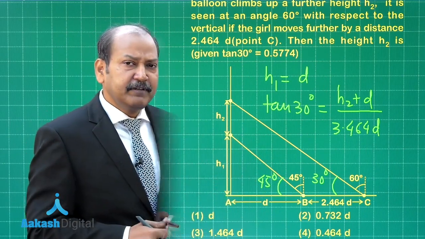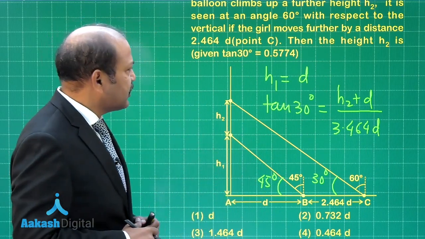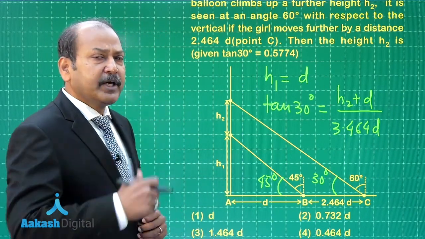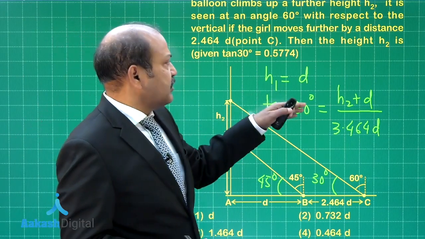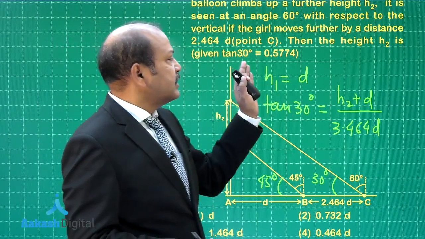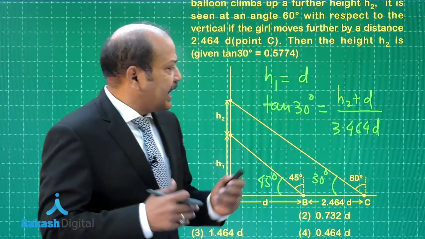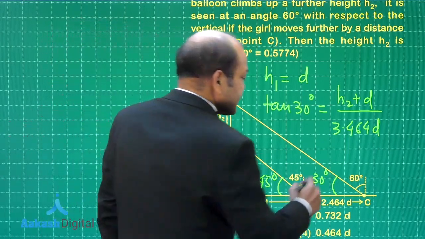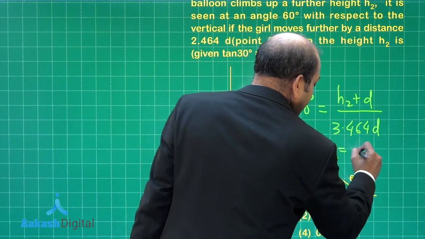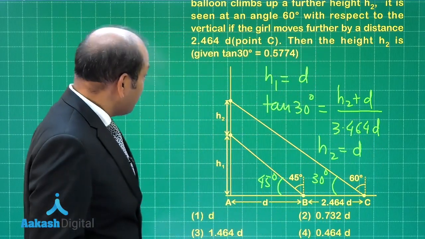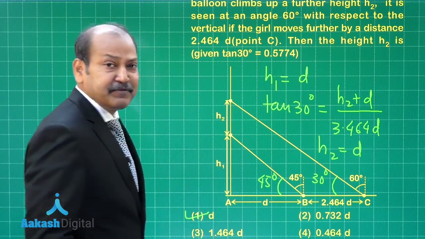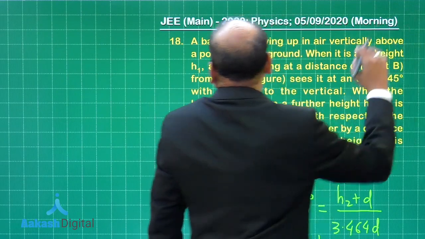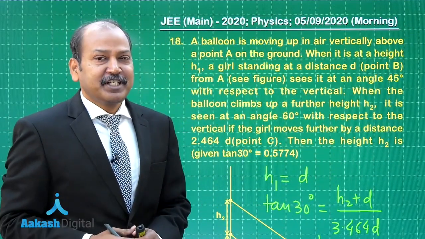Even if it was not given, it would not have been a matter of concern at all, because it is a pretty straightforward standard angle. Tan 30 degree we know is 1 by root 3. So we put it as either 1 by root 3 or 0.5774 and solve for h2. The value of h2 after solving this comes out as h2 is equal to d. So if you look at the options, the first option matches with our solution. This question is done. It is time now for us to go to question number 19.